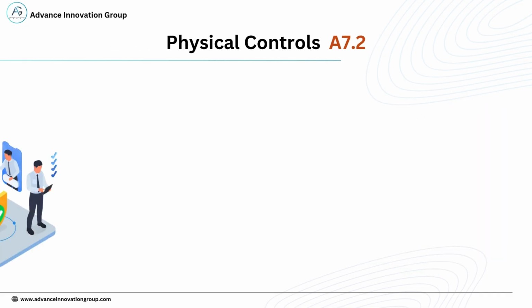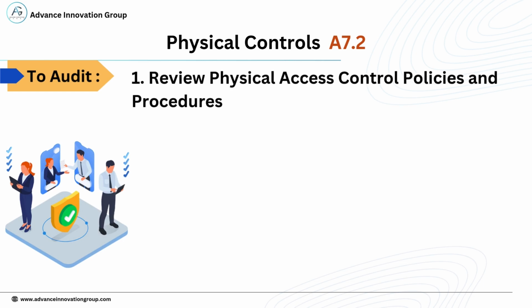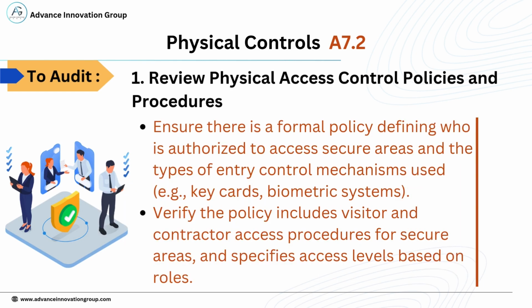Physical controls of 7.2. To audit. First, review physical access control policies and procedures. Ensure there is a formal policy defining who is authorized to access secure areas and the types of entry control mechanisms used, e.g., key cards, biometric systems. Verify the policy includes visitor and contractor access procedures for secure areas and specifies access levels based on roles.